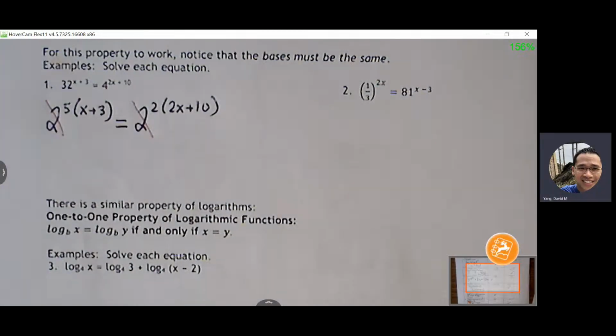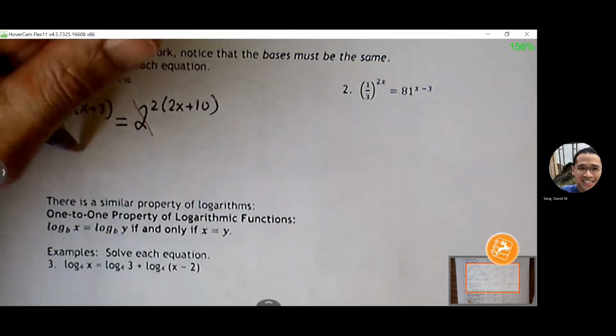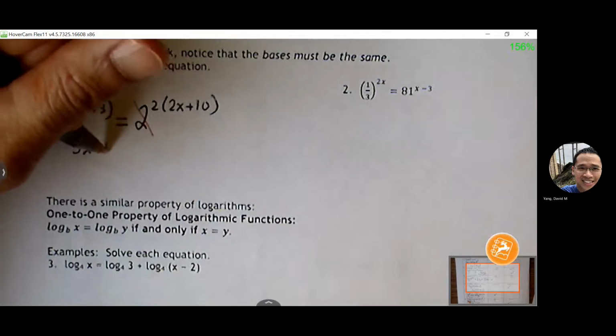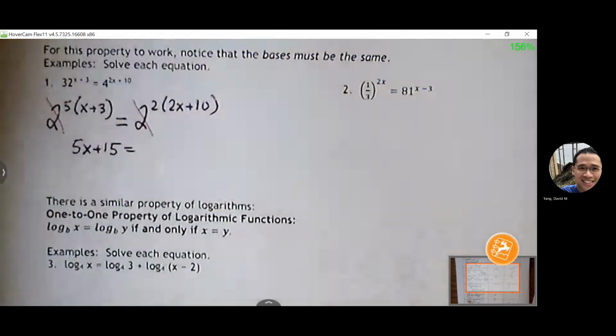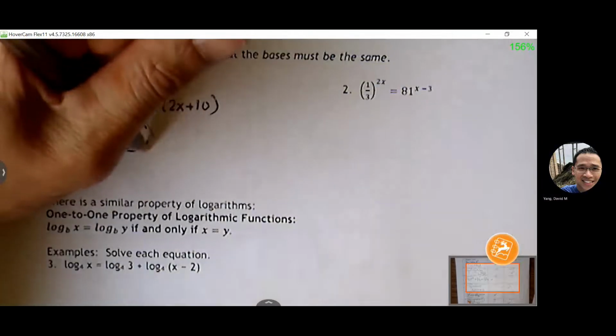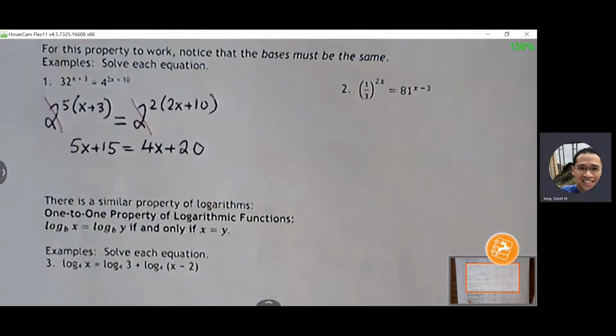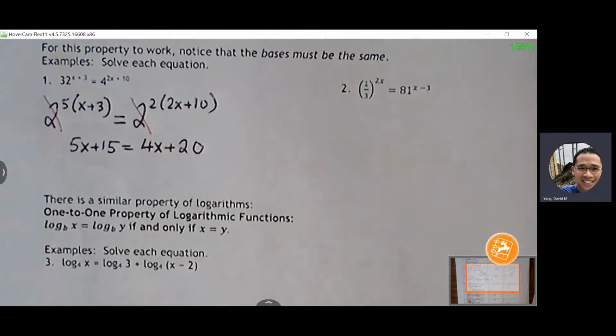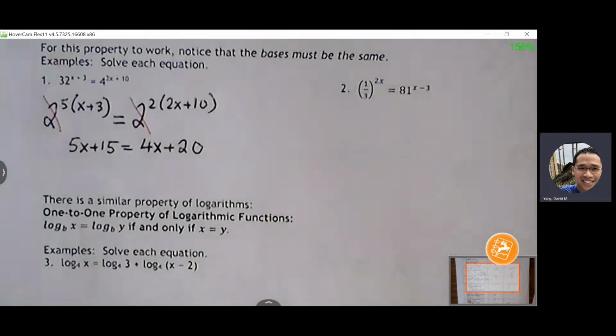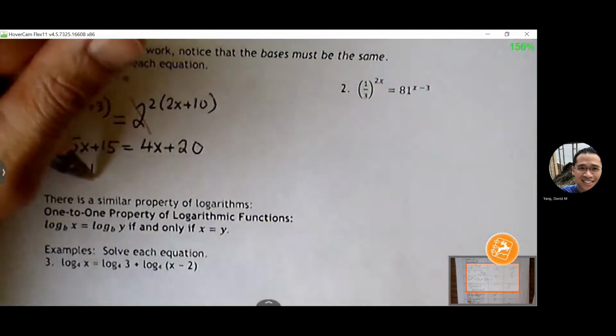So distribute the 5 through. Distribute the 2 through. And now combine like terms. 5x minus 4x is 1x. 20 minus 15 is 5.